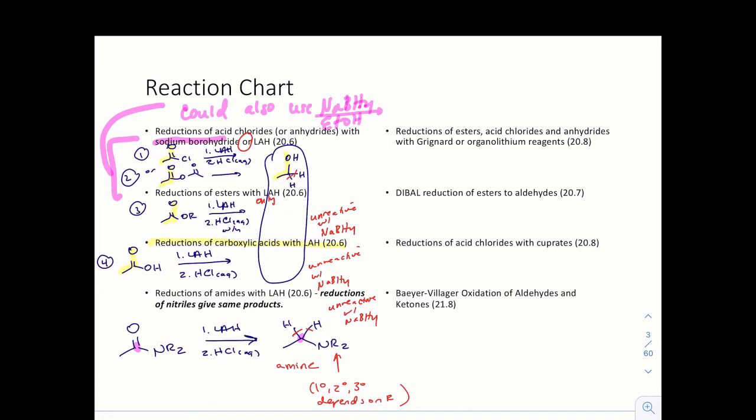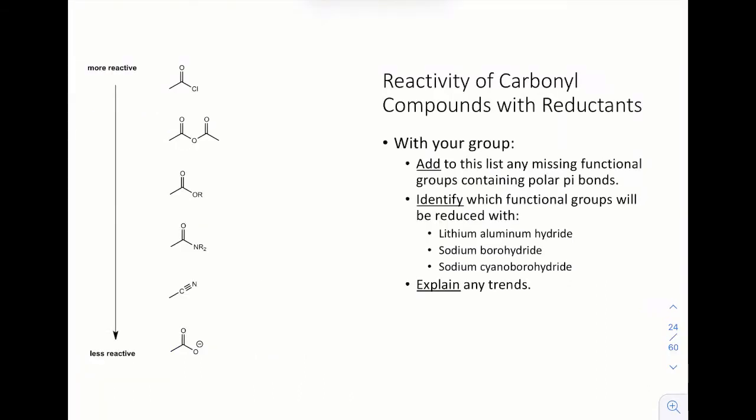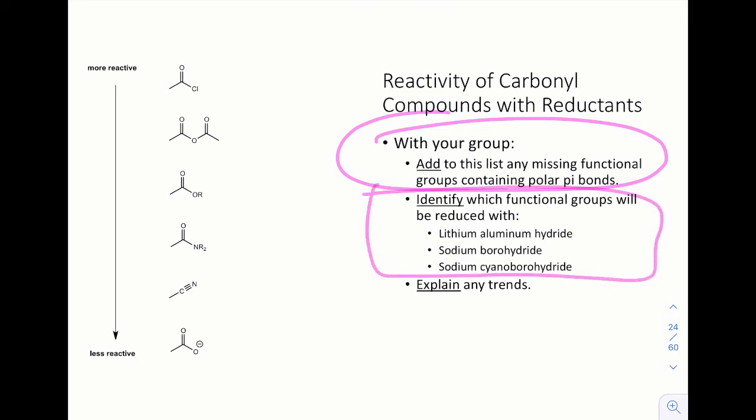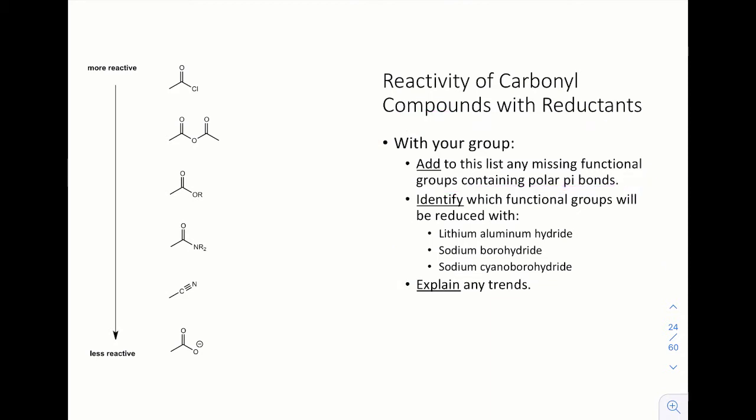All right, moving along. Let's summarize this whole discussion of relative reactivity. Quickly add to this list any missing functional groups containing polar pi bonds. Then identify which functional groups will be reduced with each of the three reducing agents discussed so far. Finally, explain any trends. Please, it's important, pause and try on your own.